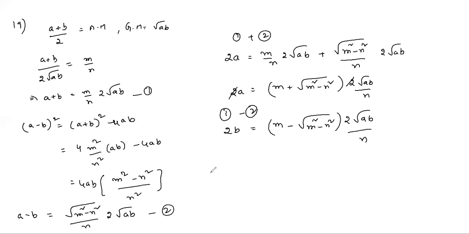Now we have to find the ratio A is to B. Root AB by N, root AB by N will cancel. So the ratio is M plus root (M square minus N square) is to M minus root (M square minus N square).